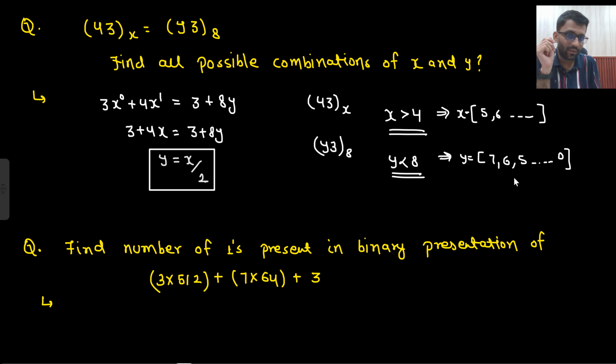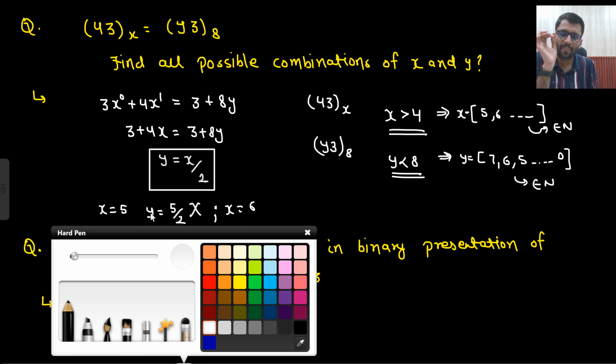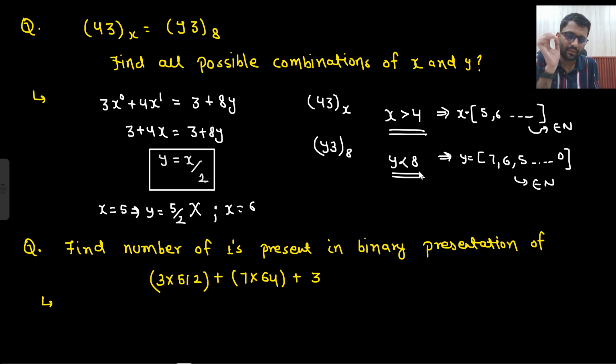Now all should be integers, that means all should belong to natural numbers. If x is 5, then y will be 5 by 2, not acceptable. If x is 6, then what will y be? y will be 6 by 2, that is 3, acceptable.